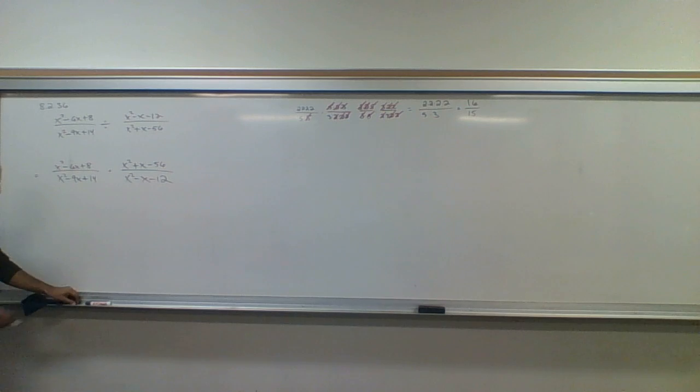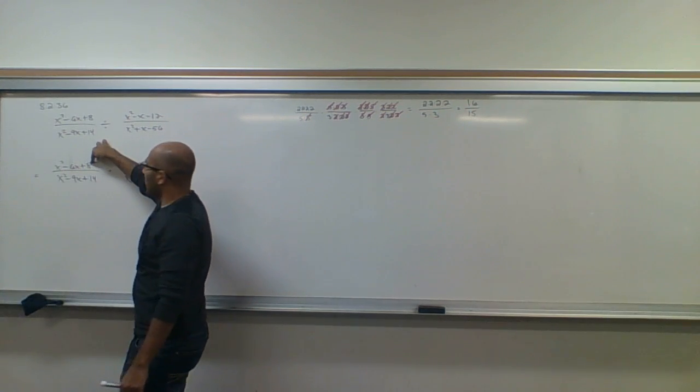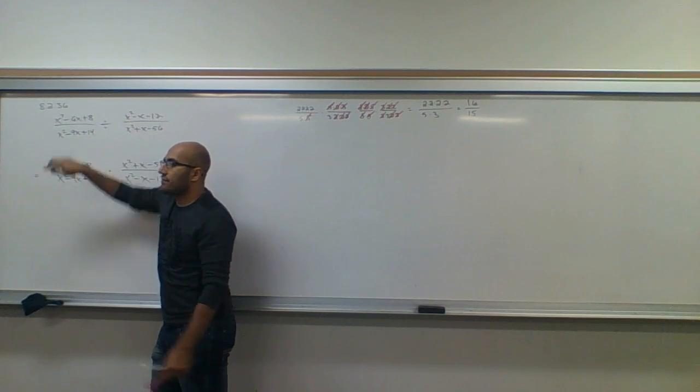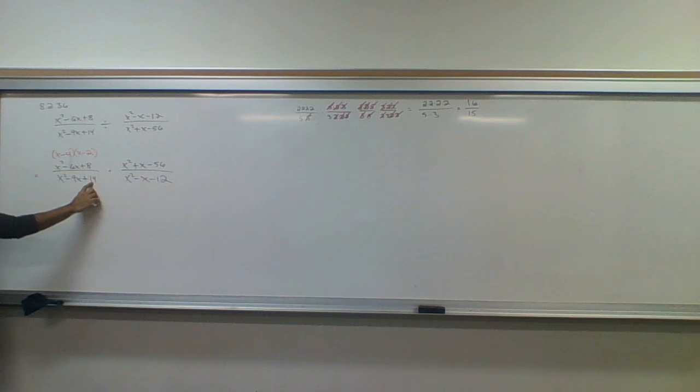This one's not too bad. How do we factor that? We need two numbers that multiply to 8 but add to negative 6. -4 and -2. Negative 4 and negative 2 multiply to positive 8 but add to negative 6. Two numbers that multiply to positive 14 but add to negative 9. -7 and -2. Great.